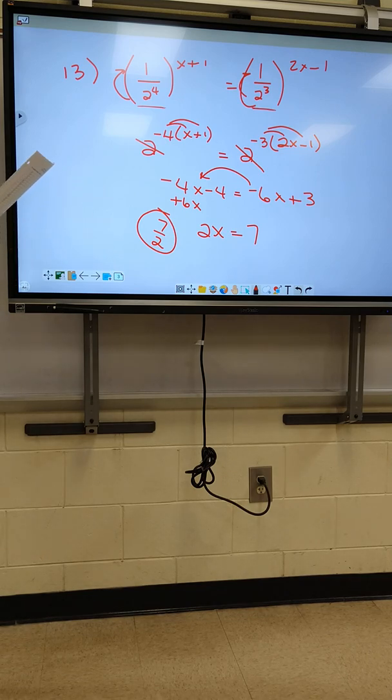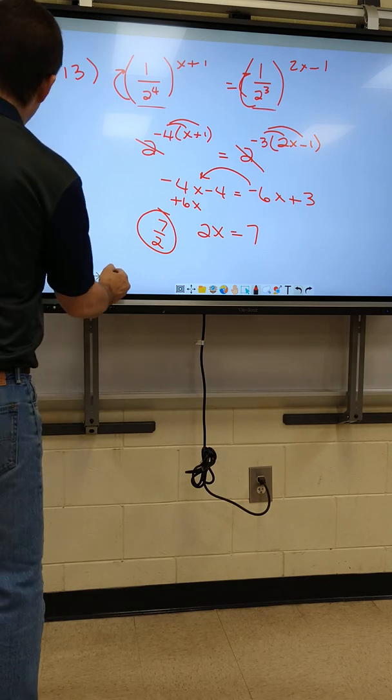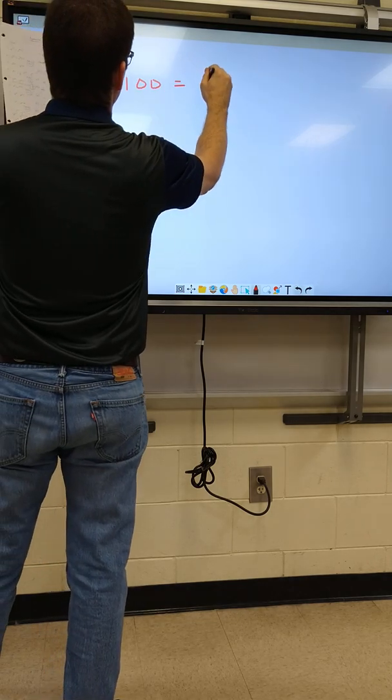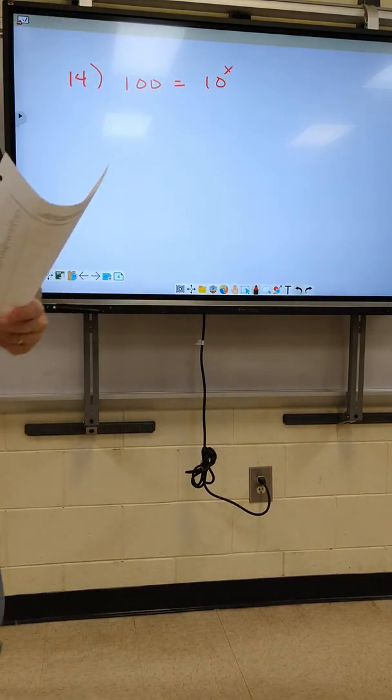All right, so we're going to save all the ones with square roots. There's only one with a square root. We might save that for another day. Let's just, wait, 12? Yeah, we might save 12 for another day. Let's keep going down. 14. 100 equals 10 to the x.